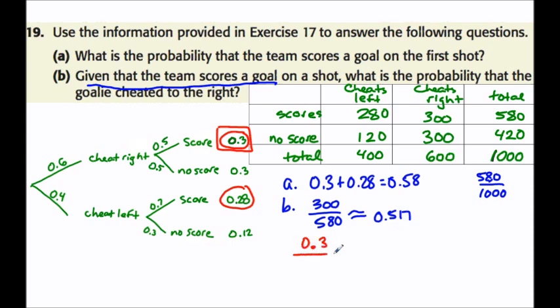0.3 divided by 0.3 plus 0.28. I know that's hard for some of us to wrap our heads around, but one more time it's this. Given that they scored a goal, so I'm looking at the two places they score, and within there, what's the probability that they cheated to the right? Well, that would be the top one. So it's this divided by the total. And I think if you do the math here, it's going to work out to be exactly the same thing as that.